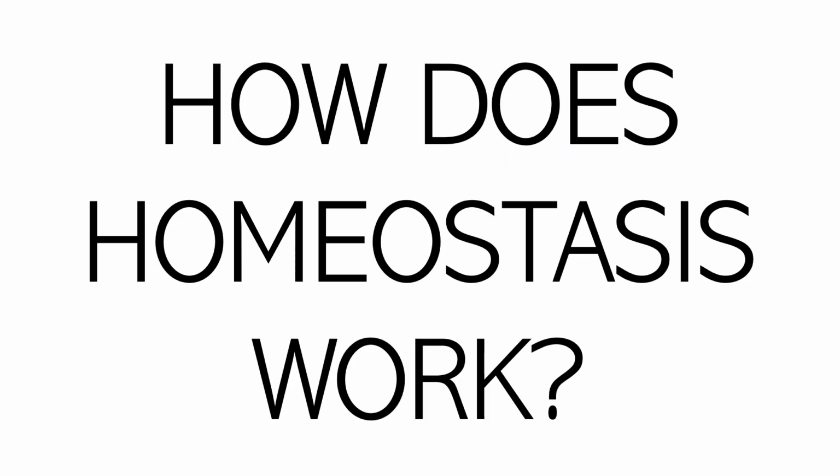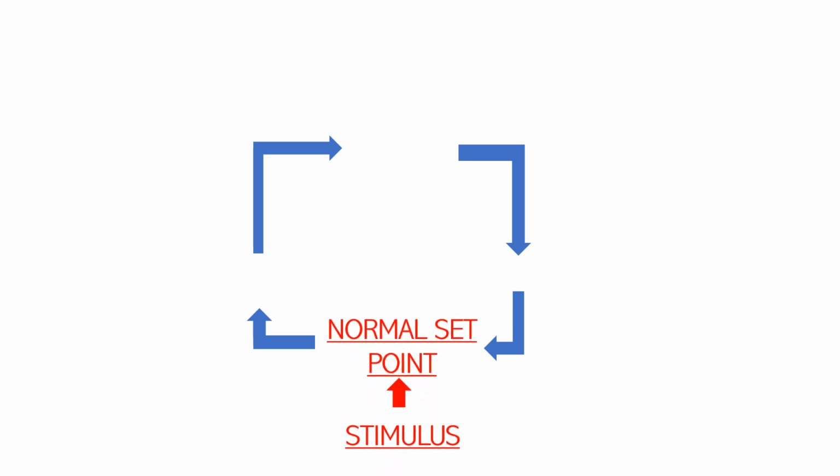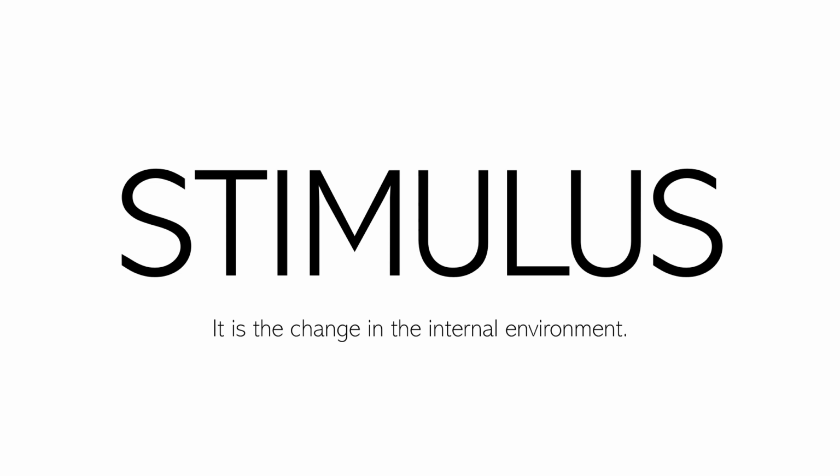Now we will go to this question. How does homeostasis work? The process of homeostasis always starts with the stimulus. Stimulus is the change in the internal environment. This affects the body by changing the normal set point, going up or down. We can also say it increases or decreases. Stimulus. It is a change in the internal environment.